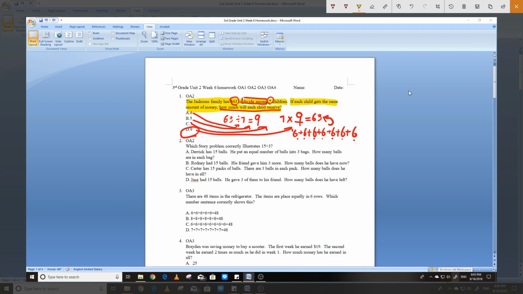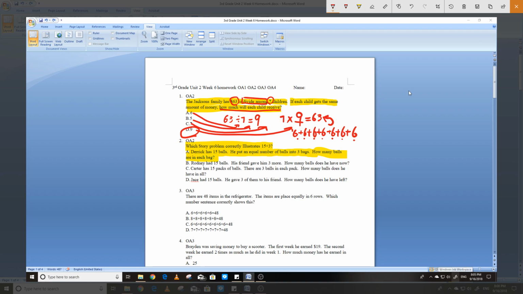All right, let's take a look at number 2. Number 2 states, which story problem correctly illustrates 15 divided by 3? All right, let's read our answer choices. A says, Derek has 15 balls. He put an equal number of balls into 3 bags. How many balls are in each bag?